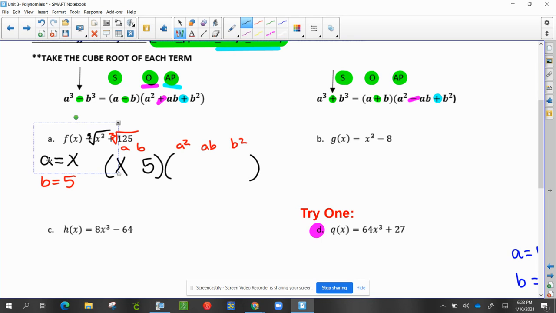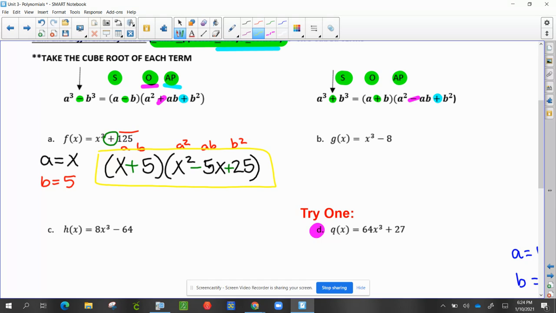So my a term is x, so x squared would just be x squared. X times 5 is just 5x. And then b squared, if our b term is 5, 5 squared is 25. Now, if we put in our signs, our original problem, I erase all this so I could see it again. Our original problem was a plus, so to put in my sign changes, it's the same sign, opposite sign, always positive. And that is how you factor a sum of cubes.